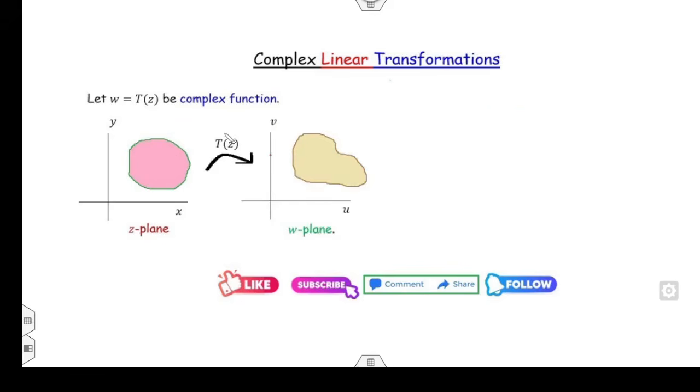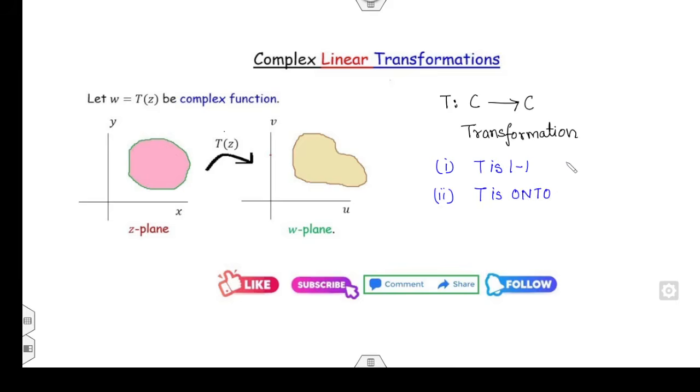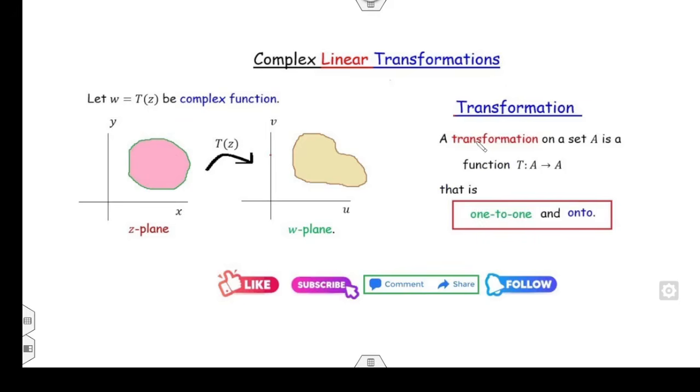Now if I say the map is from C to C, this map is said to be a transformation when you prove that the mapping is one-one, and second, that the mapping is onto. Then you can say the function is my transformation. That is, basically you have to prove that the function is bijective.